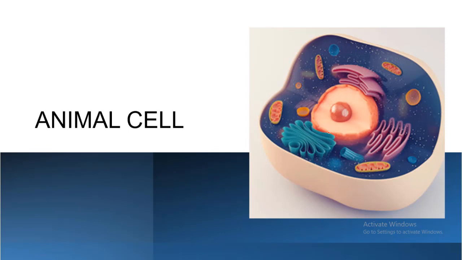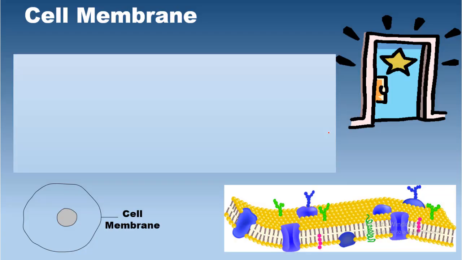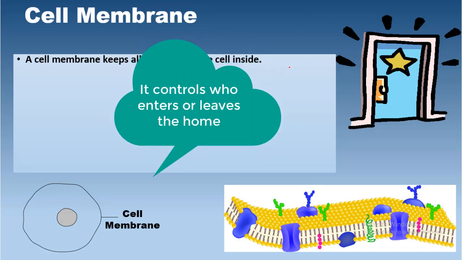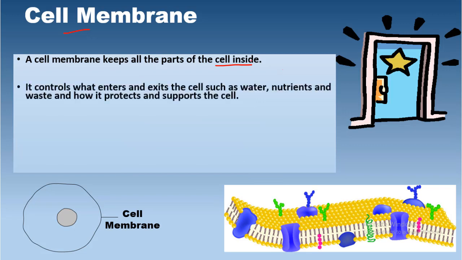This is an animal cell. Animal includes all animals and human beings as well. A cell membrane acts like a door. What's the function of the door? It controls who enters and who leaves your house. In the same way, cell membrane keeps all the parts of the cell inside, and it controls what enters and exits the cell, such as water, nutrients, waste, and it also protects and supports the cell. So these are all functions of cell membrane.